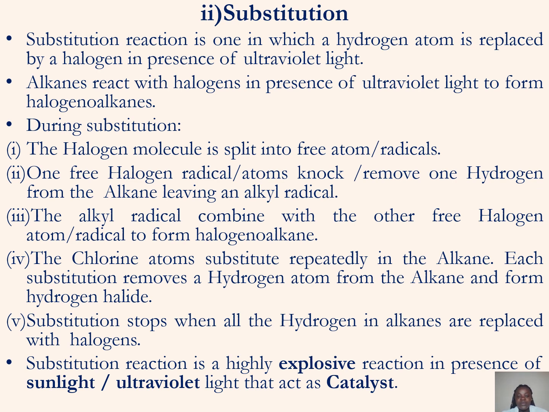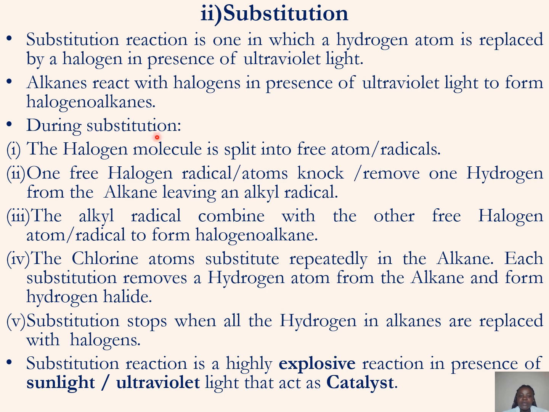So alkanes react with halogens in presence of UV light to form halogenoalkanes. So during substitution, the halogen molecule is split into free atoms or free radicals. Remember, halogens exist as molecules. So the first thing, when we expose this to UV light, is that the halogens will split into free atoms or into free radicals.